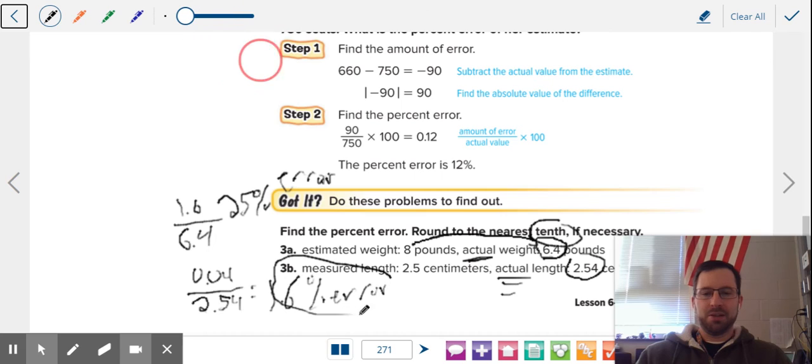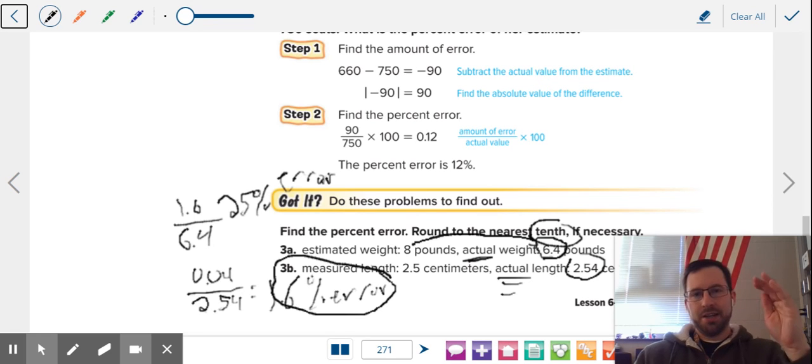This lesson is not terribly hard. But take your time. Make sure you understand it. It's the change over the original as a percent. Is it an increase or decrease? With error, it's the change, the difference rather, over the actual. And once again, you're looking for a percent. So take your answer. If it's a decimal, times 100. If you just leave it as a fraction, you can take your fraction times 100.